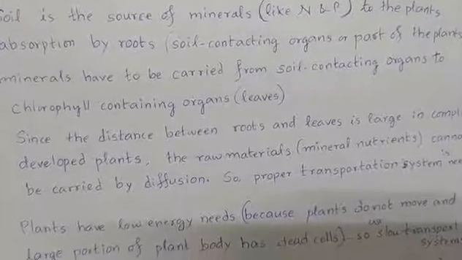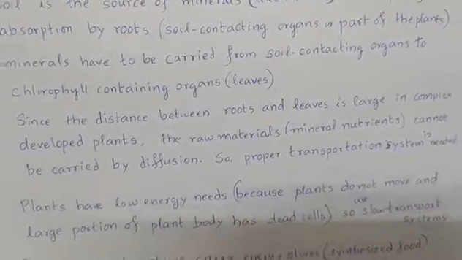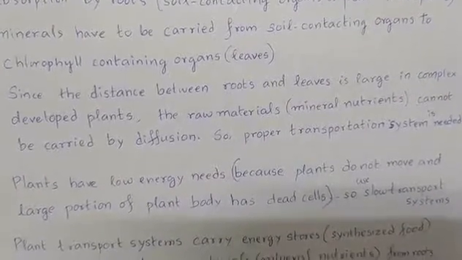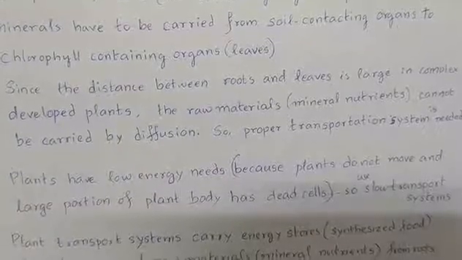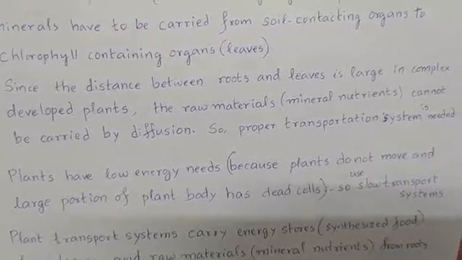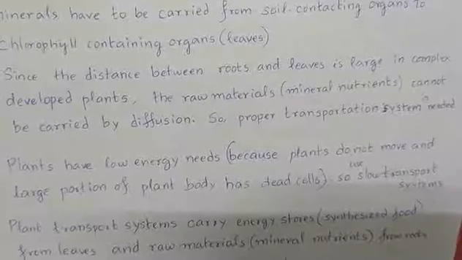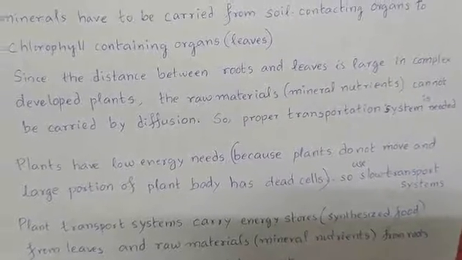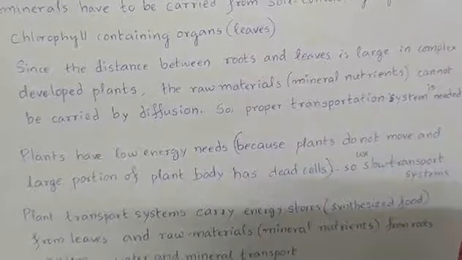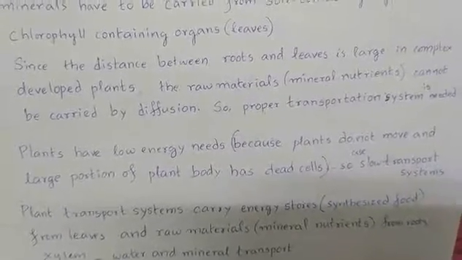If the distance between the soil contacting organ and the chlorophyll containing organ is very small, then these minerals can be carried by means of diffusion alone. If the distance between these two organs is large enough, then a special or proper transportation system is needed. The distance between roots and leaves is large in complex developed plants, so the mineral nutrients cannot be carried by diffusion, and proper transportation systems are present because they are needed in these plants.